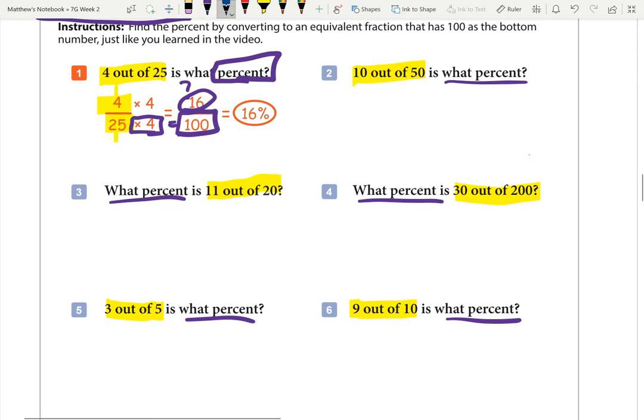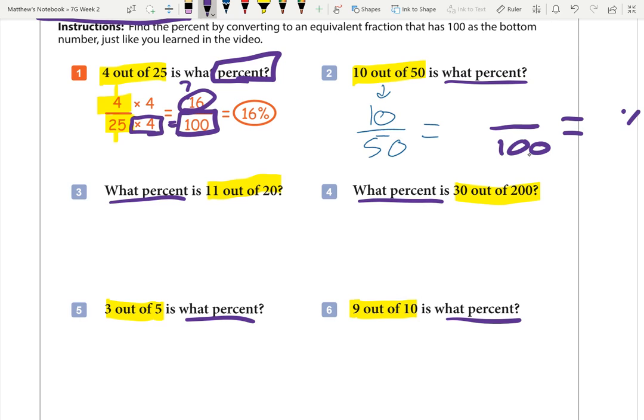10 out of 50, that's going to be 10 over 50 equals what percent? Well, again, we know that percent means out of 100. So it's going to be what number over 100. And then we're going to need to do the additional step of just writing it as a percentage. So 10 over 50, I need to multiply both my bottom and top numbers by 2 to get to 100. And then on top, 10 times 2 gives me 20, so 20%. All right, let's do one more together.